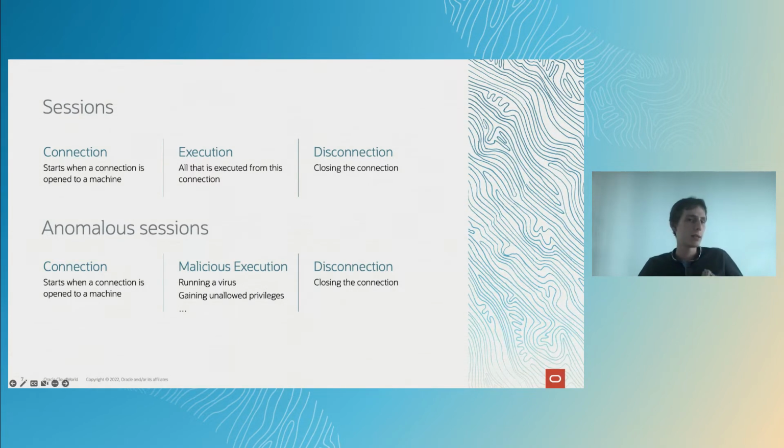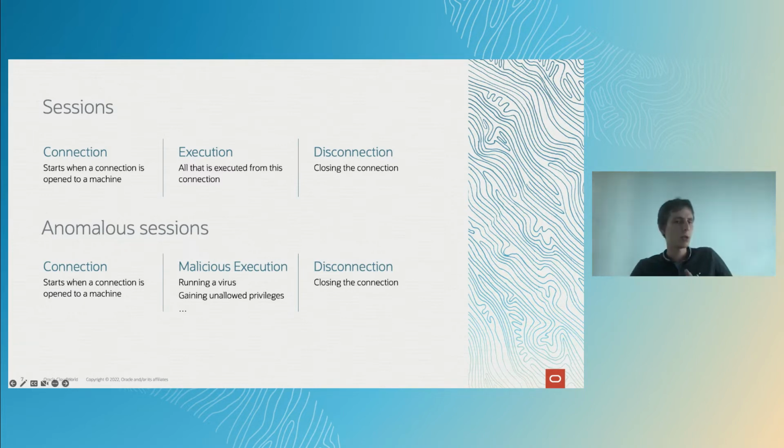And what we're trying to detect in these sessions is which ones are anomalous. An anomalous session is quite similar, it's just that during the execution, there's going to be something malicious inside. Either they're trying to do something they shouldn't, which we need to detect, or even worse, they've succeeded in doing something they shouldn't, which we also need to detect. This could be, for example, installing a virus, performing some kind of privilege escalation attack, or really any kind of attack that you could think of on a machine.